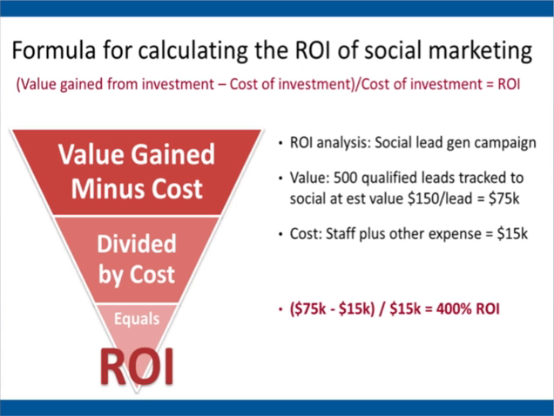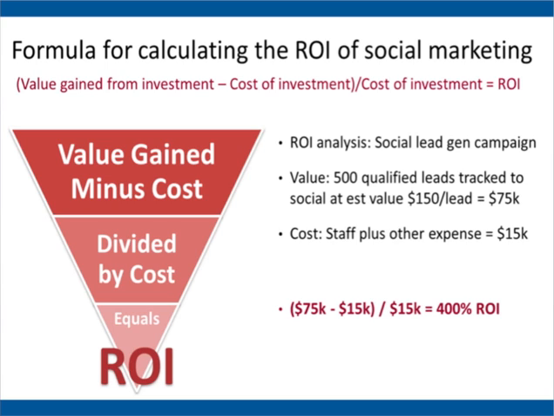Now here comes the actual formula that I promised you. I'm going kind of fast here today, but listen, it is basic, right? It is basic. Value gained minus cost, divided by cost, equals ROI. What a great slide. This really just nails it, right?